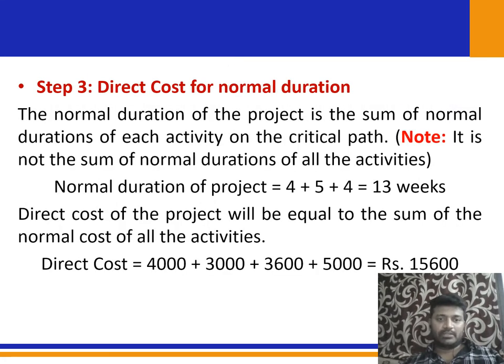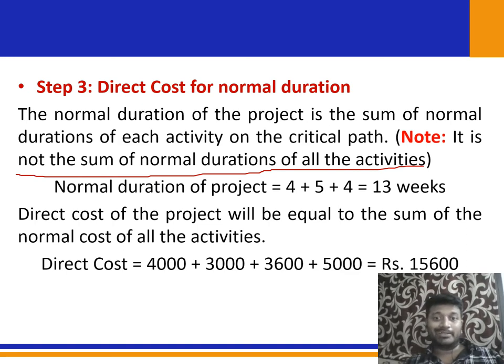So step 3 is to find the direct cost for normal duration, okay. The normal duration of the project is the sum of the normal durations of each activity on the critical path. The special mention is you need to make sure it is not the sum of the normal durations of all the activities. Often you might make a mistake like adding the normal durations of all the activities. It is not like that, okay. You have to sum only the critical activities, the activities in the critical path, okay.